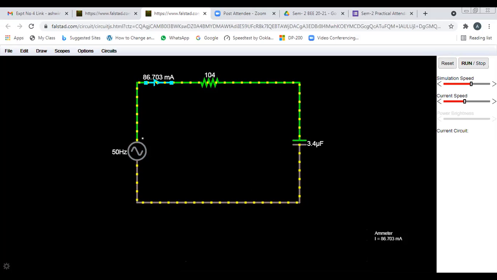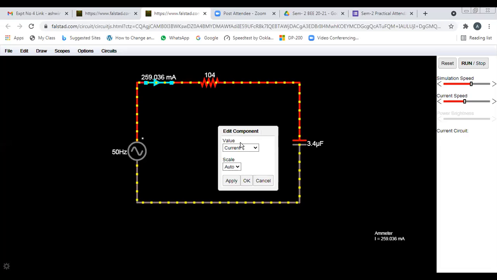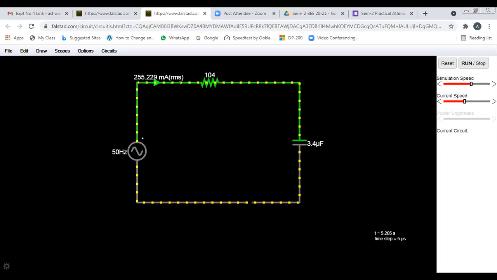Another option is right click ammeter, edit, or double click it, same window appears. RMS current option is also there. Select it, RMS current, and click on OK. So it will display RMS value, root mean square value. Instantaneous also you can see there, which continuously changes with respect to time.